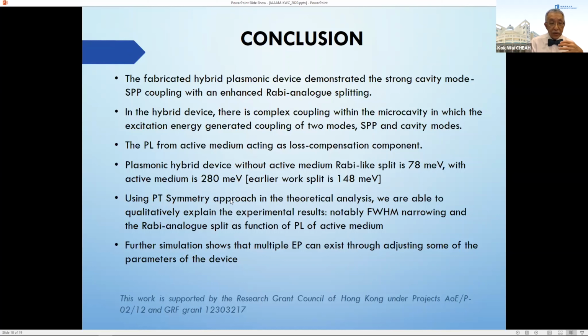And theoretically, we use the PT symmetry approach, and we can show qualitatively that our experimental work can be explained in terms of the narrowing of the full width at half maximum, as well as the Rabi-analogue splitting, due to the compensation effect from the photoluminescence of the active medium. We have done further simulation work to show that there exist possible two exceptional points by tuning some of the parameters, and we have started working on the experiment to prove experimentally the presence of the exceptional points.